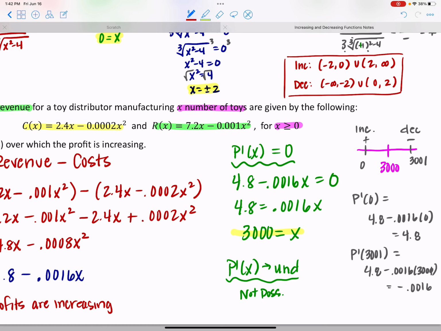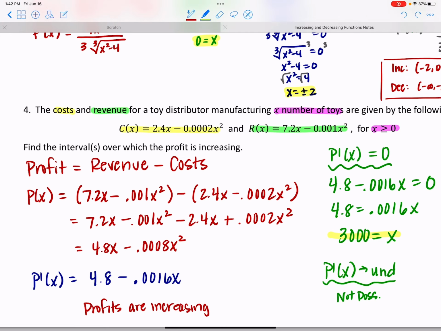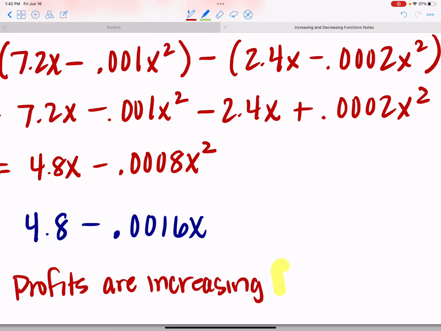Now, if there was no context, I would say that we're just increasing from negative infinity up to 3,000. But remember, we're looking at toys, and we're not going to have anything less than 0. It says not to be equal to 0, so greater than 0 but less than 3,000. If you were just to write the increasing interval, you would say from 0 to 3,000 in parentheses.